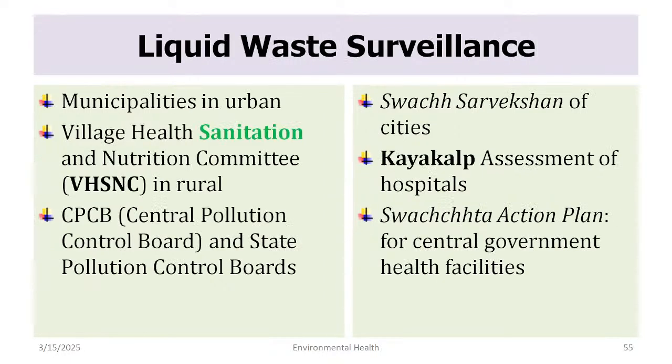How do we survey liquid waste? So in urban areas, it is the municipalities. They are supposed to do surveillance of liquid waste. In rural areas, there is something called the Village Health Sanitation and Nutrition Committee. It came in with the National Rural Health Mission. 2005 में आया था ये first time. They are supposed to do it.